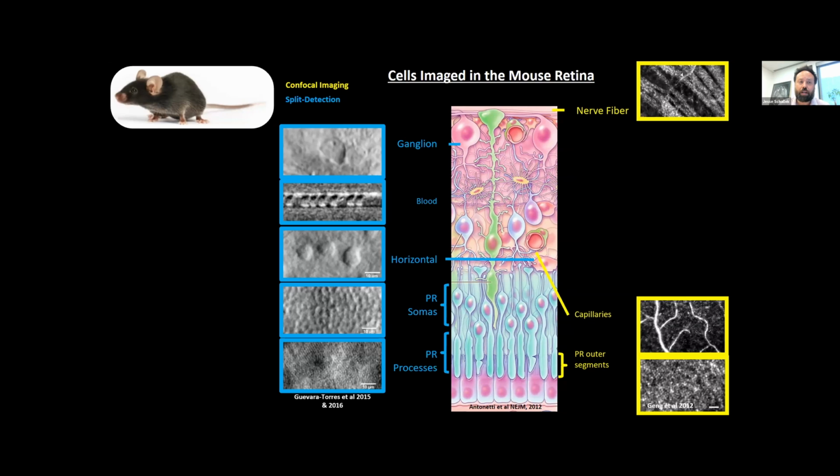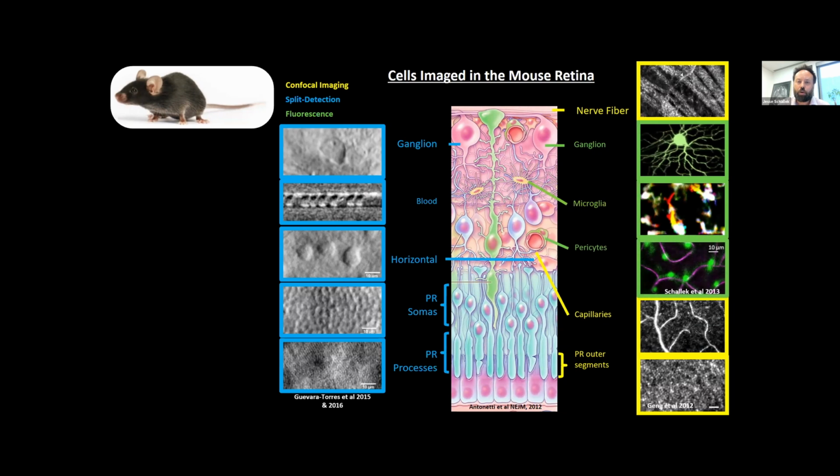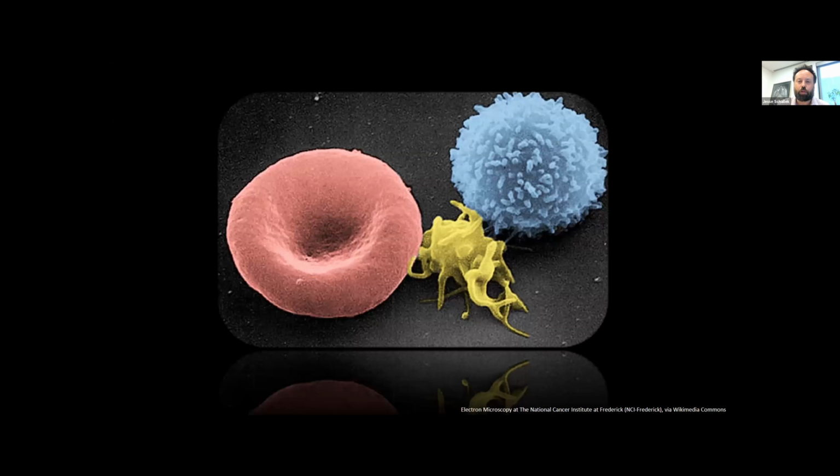Because our tool is used in the mouse, we also have the additional advantage that we can combine with confocal imaging the addition of fluorophores. And using the vast transgenic library you see in a mouse, we can image things like ganglion cells, microglia, pericytes, and basically any cell that has a unique protein that can be sparsely labeled in the retina could be imaged with fluorescence modalities.